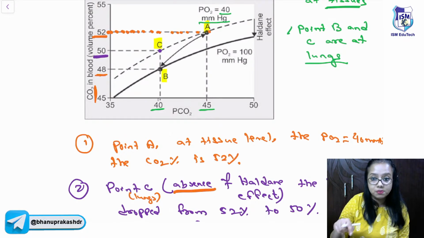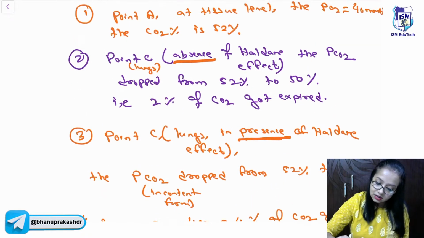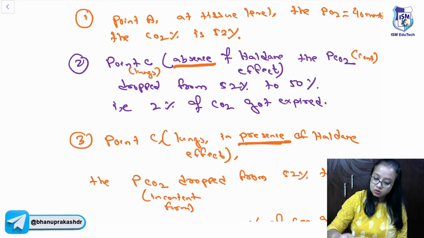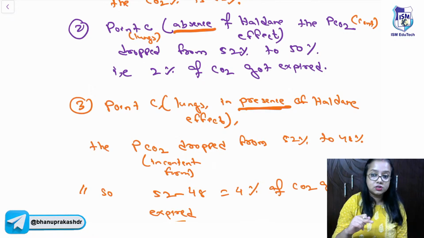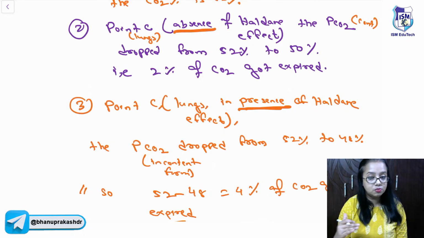So its indirect implication is what? In presence of the Haldane effect, the oxygen has more chance, double the chance, to bind to the hemoglobin compared to what would have happened if the Haldane effect was absent. So this is our understanding of the Haldane effect. So why is the Haldane effect important? Because the Haldane effect, via carbon dioxide, explains the loading or binding of oxygen to the hemoglobin.